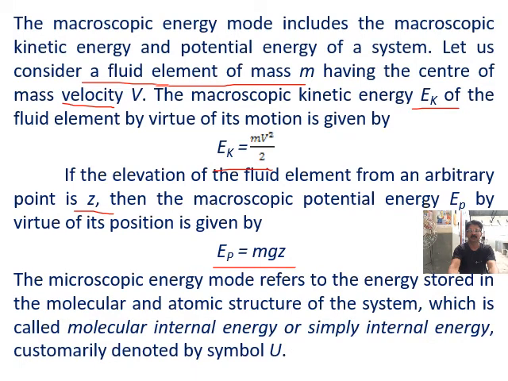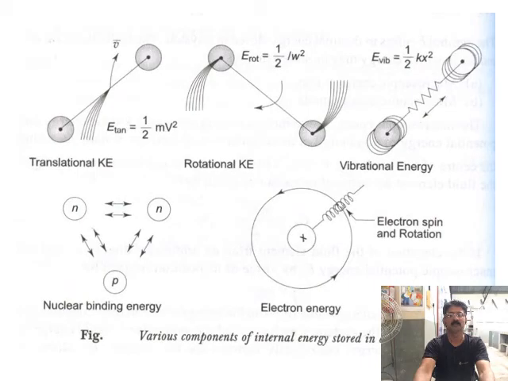The microscopic energy refers to the energy stored in the molecular and atomic structure of the system, which is called molecular internal energy or simply internal energy, and it is denoted by the symbol U. So this is molecular energy. Now this molecular energy can be in the form of translational kinetic energy, rotational kinetic energy, vibration energy, then nuclear binding energy, and electron energy. So these are the various components of the microscopic energy or the internal energy stored in a molecule.